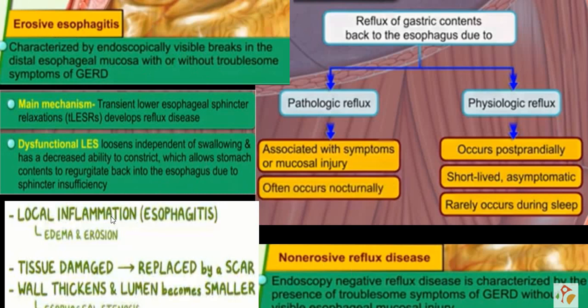Now in the erosive type there is local inflammation, erosion and sometimes even ulcers, and later on you will start getting changes in the mucosa in the form of Barrett esophagus. So this will be typical. It is divided into pathological and physiological. Pathological, you can have non-erosive reflux disease and erosive reflux esophagitis.